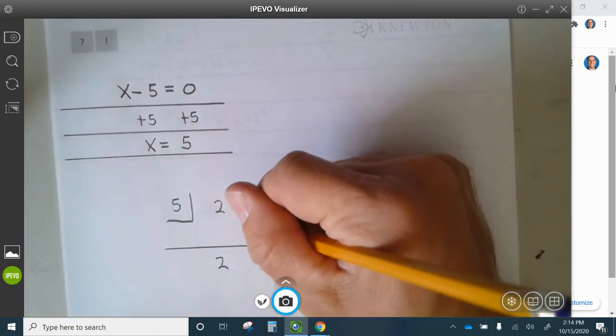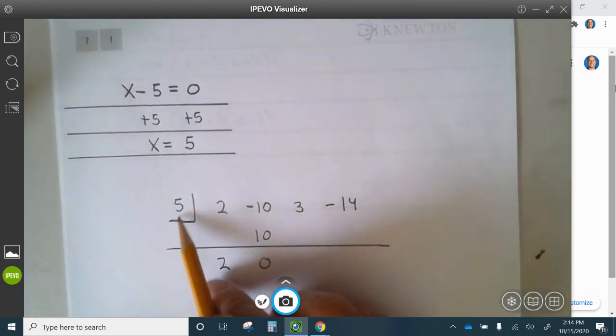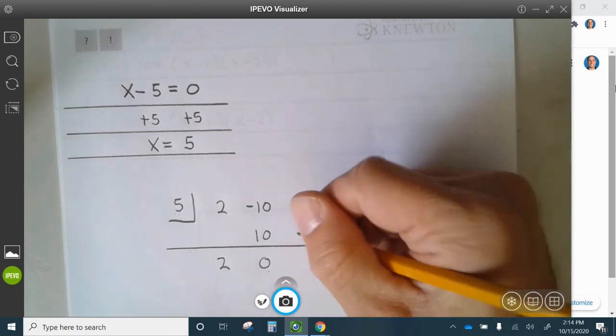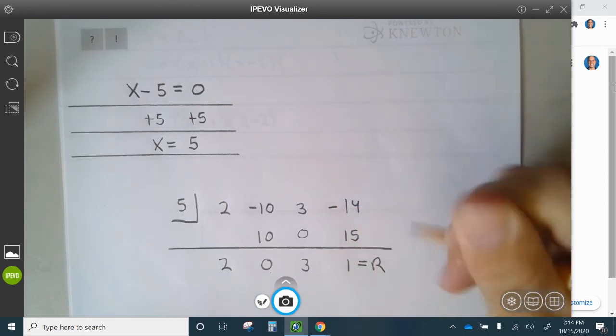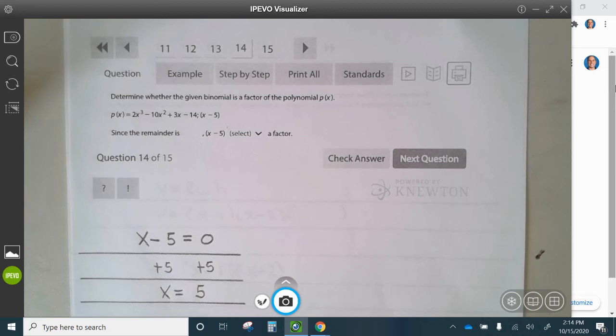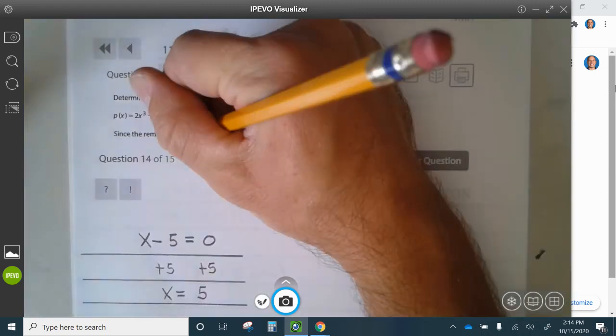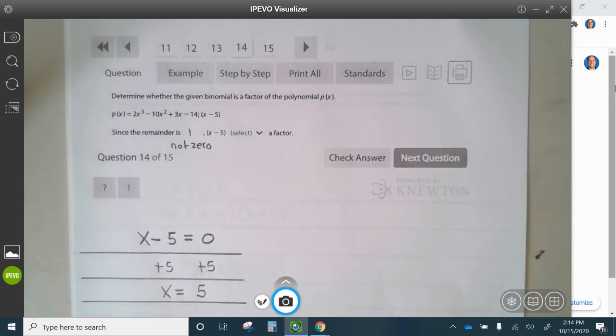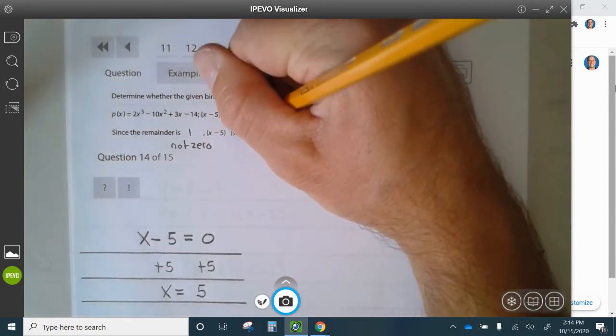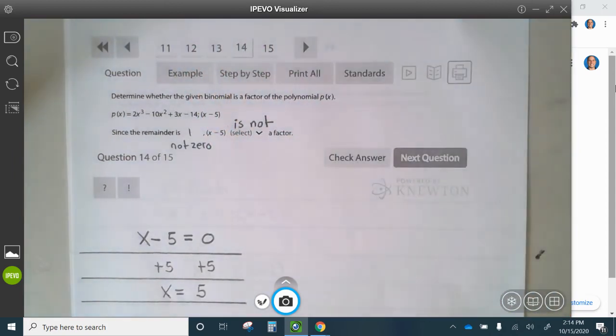5 times 2 is 10, combined to be 0. 5 times 0 is 0. 3. 5 times 3 is 15. The remainder is 1. So since the remainder is 1, or they might say not 0, I'm not sure which choice they want, x minus 5 is not a factor. All right, go and finish up 14.